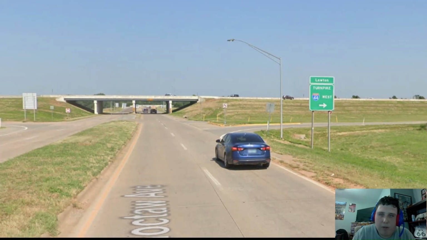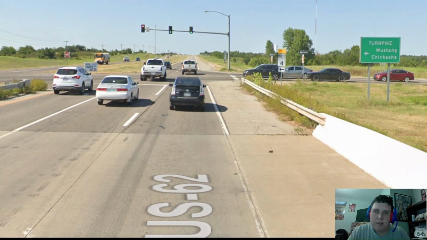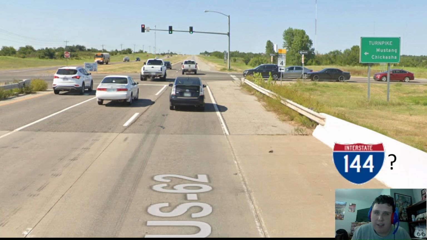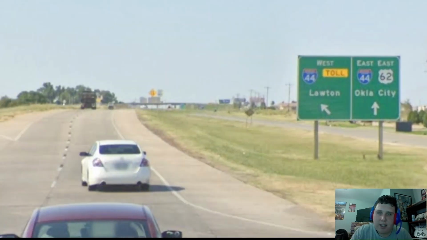Here we're meeting Interstate 44 once again, and 44 is signed west for Lawton, while 44 east, I'm guessing, is signed for Oklahoma City. Here I'm meeting the spur of the H.E. Bailey Turnpike, and it's also signed as Oklahoma Highway 4. Also, since it's a spur route, why not consider doing it Interstate 144? I don't know, you can debate me on that. And then here we're meeting the actual H.E. Bailey Turnpike. We're going to be joining with Interstate 44 East, and we're signed for Oklahoma City, which is absolutely correct.